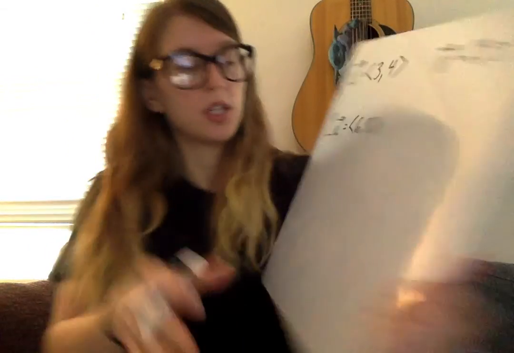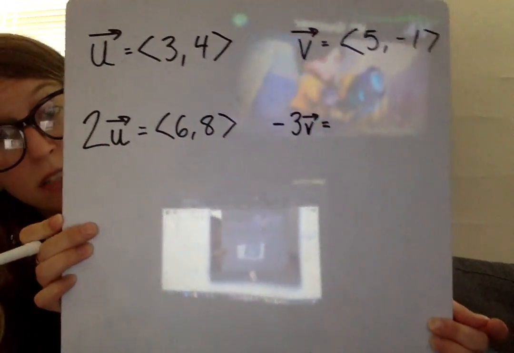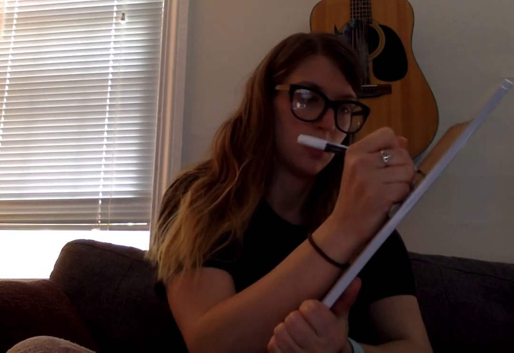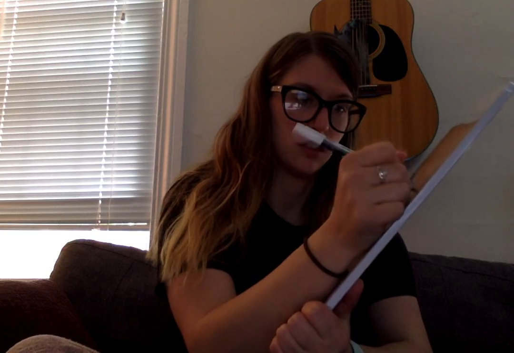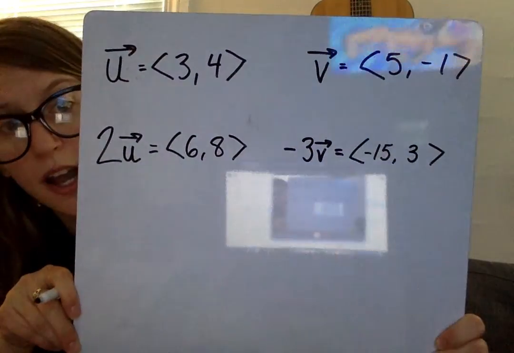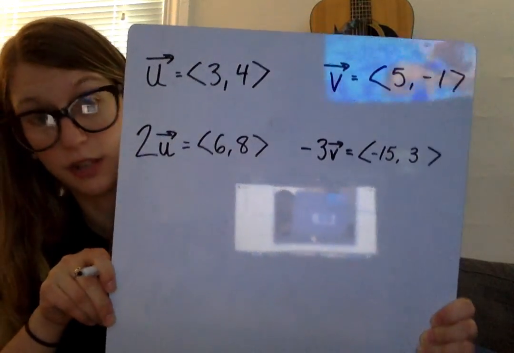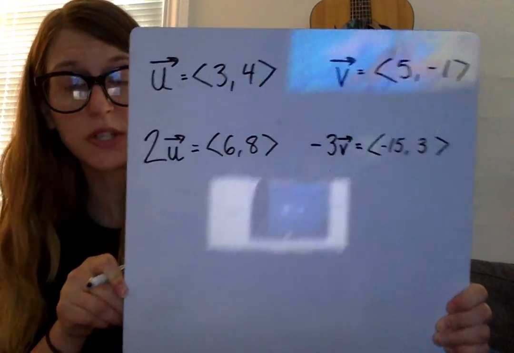Now, what if it was a negative? What if I wanted to find negative 3 times vector v? Well, all I do is I take negative 3 and multiply it by 5, and multiply it by negative 1. I'm careful with my signs. I know that 15 is negative and 3 is positive, and that's that. So that's just multiplying it by a scalar. You will see addition and subtraction problems where I'm like, what's 2u plus v? And you'll multiply the 2u and then add it to the v.